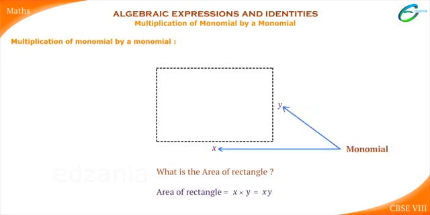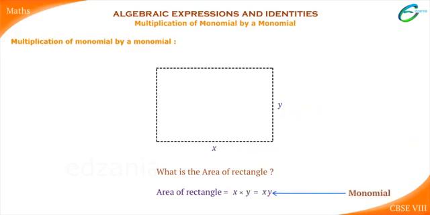x and y are monomials. What operation has to be done here? Multiplication. After multiplying a monomial by a monomial, what type of algebraic expression do we get? We get a monomial again. Let us learn multiplication of monomial by a monomial.